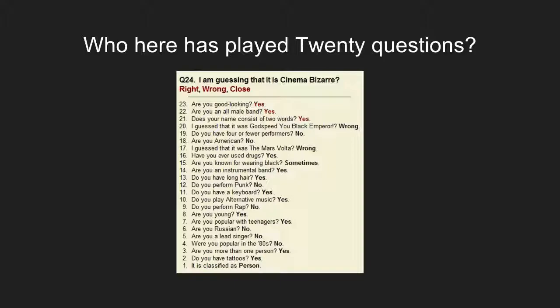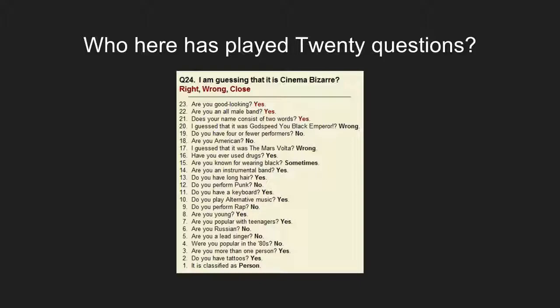Okay, so basically, for those of you who haven't played, you try to think of a person, name, thing, animal, or whatever, and you're allowed to ask 20 yes or no questions until you are able to correctly guess it. So here you can see an example of someone thinking of Cinema Bizarre, which is a band, and through these questions, they're able to more and more narrow it down. And let's actually draw that out on the board. For those of you watching at home, I'm going to be taking pictures and posting them up alongside the slides. So I'd advise you to have those out while watching the rest of this lecture.